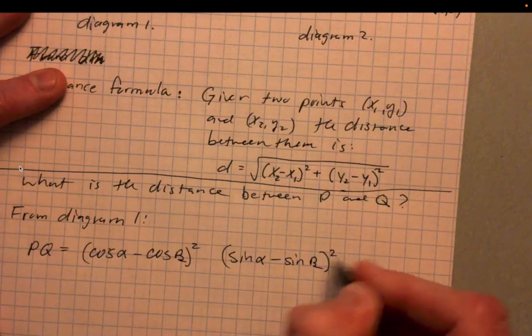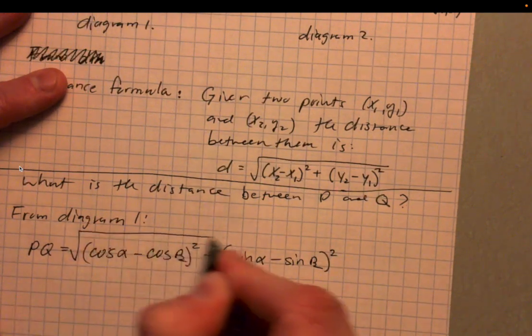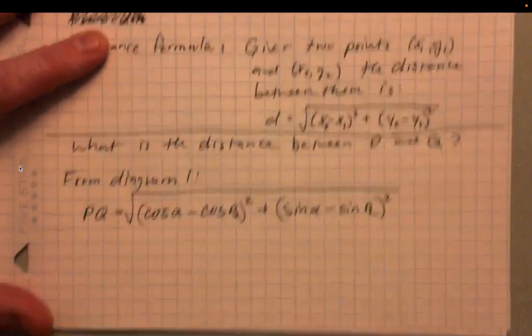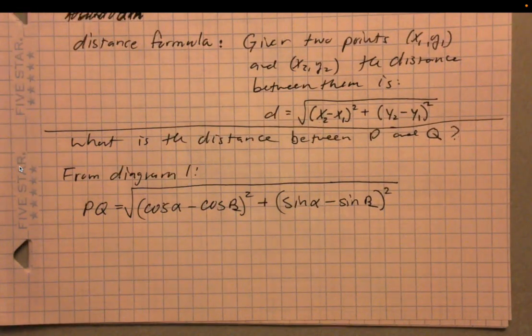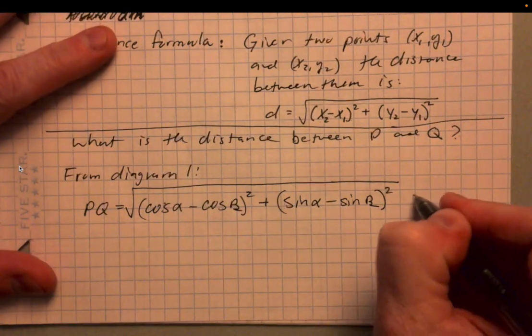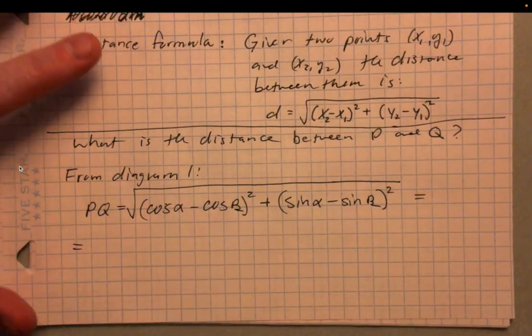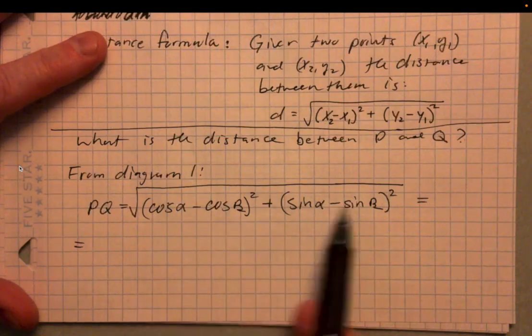And you square that, and you add those together, and you take the square root. That's just the distance formula applied to this line segment PQ. Okay. Now we're going to do some algebra here. Here's where it gets a little bit messy, but basically we're just going to expand this expression.